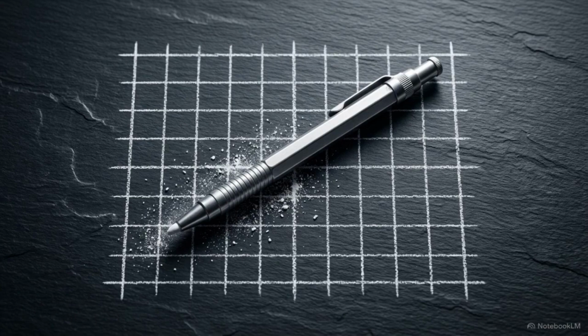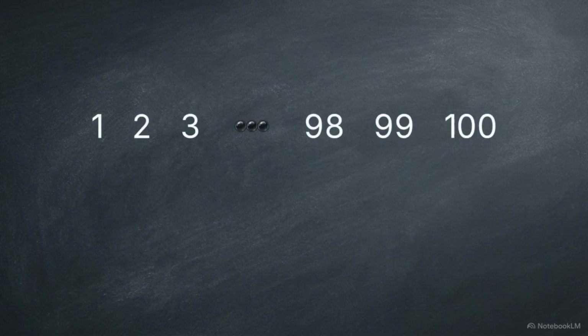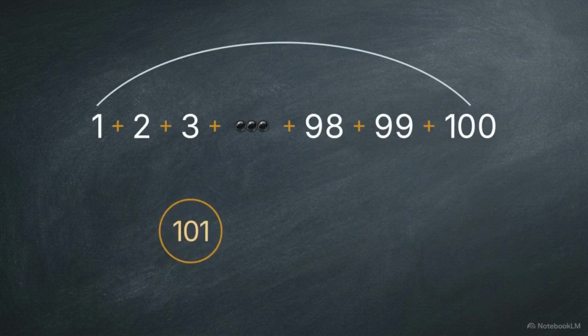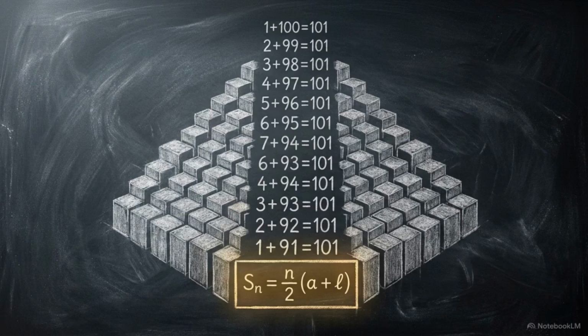Here is your challenge for the end of this lesson. Apply this exact Gauss pairing trick to sum every whole number from 1 to 100 on your own. Find the first pair, count how many total pairs there are, and multiply. The logic you use for this 1 to 100 challenge is the basis for the formal arithmetic series formula, the subject of our next video.